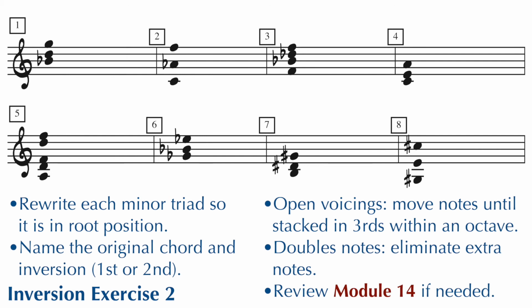Watch out for open voice chords and notes doubled at the octave, and you'll handle all this the same way you did in Module 14. So if the chord is open voiced, move the notes around until they're all within an octave of each other, stacked in thirds. And if the notes are doubled, eliminate any doubled notes until you're left with 3 notes, and then if you need to, move those notes around until they're all stacked in thirds within the octave.